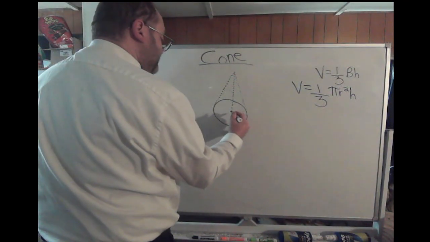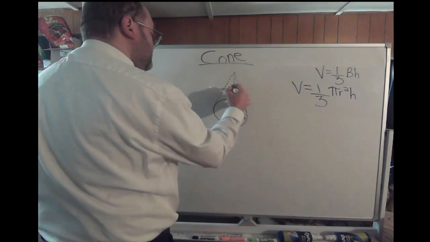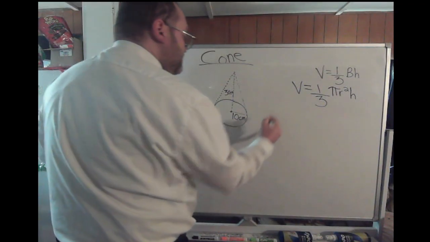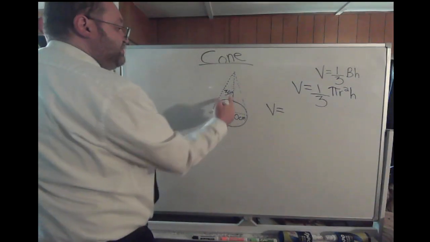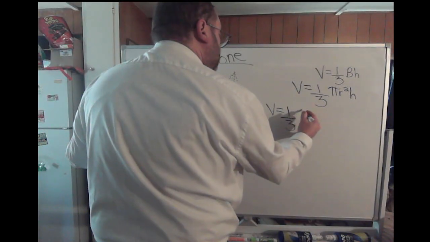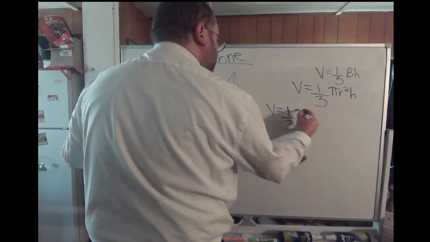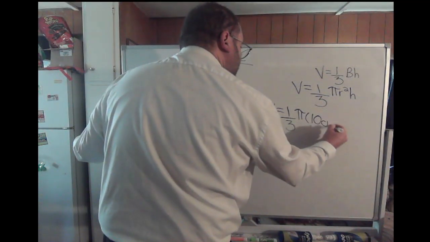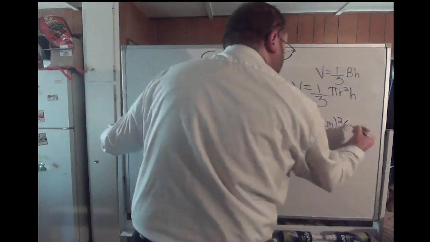Alright, let's say the radius is 10 centimeters. The height's 30 centimeters. So, again, I have a cone with a radius of 10 centimeters, the height of 30 centimeters. So to find the volume, I'll take 1/3 times pi times that radius of 10 centimeters, set to the second power, times the height of 30 centimeters.